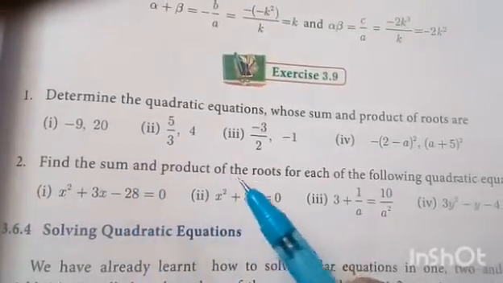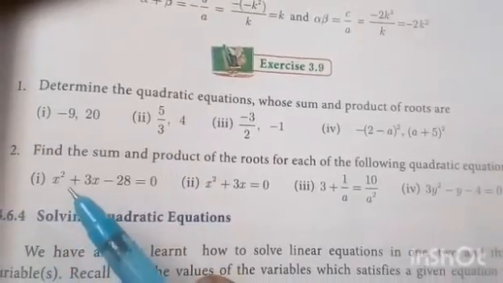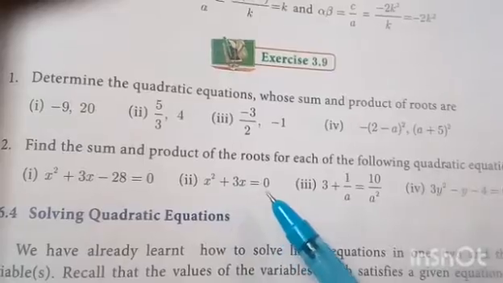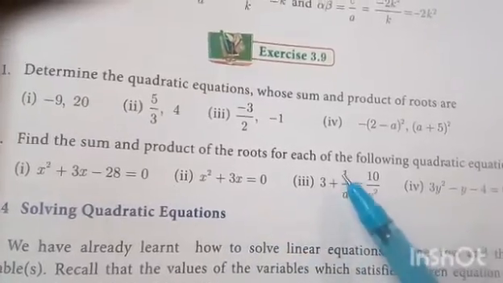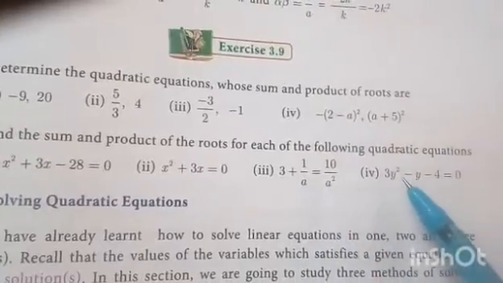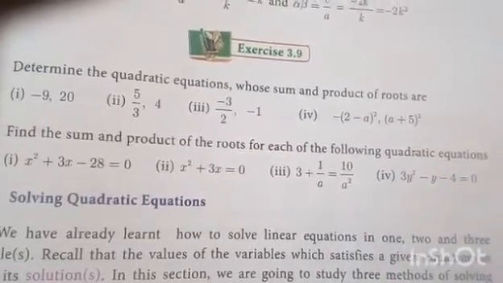Second question, find the sum and product of the roots for each of the following quadratic equations. First question, x square plus 3x minus 28 is equal to 0. Second, x square plus 3x is equal to 0. Third question, 3 plus 1 by a equal to 10 by a square. Fourth question, 3y square minus y minus 4 equal to 0.